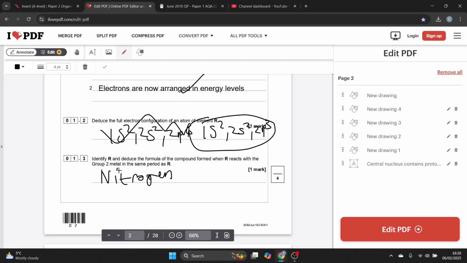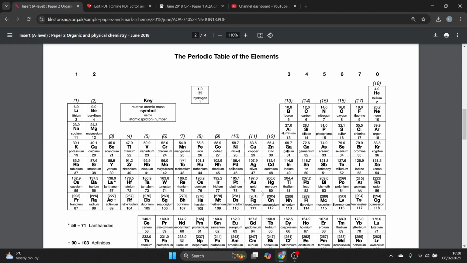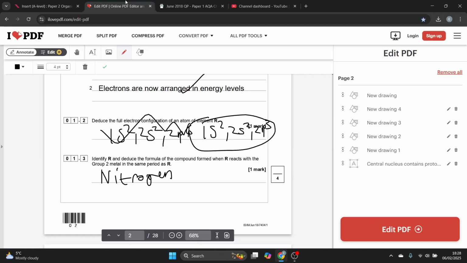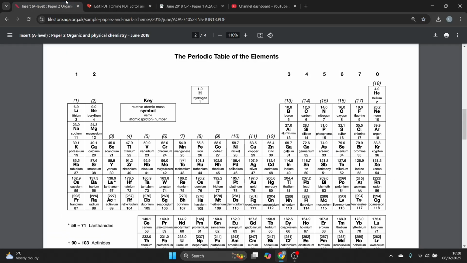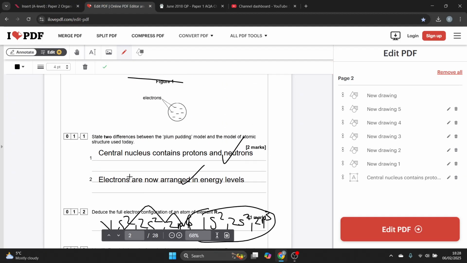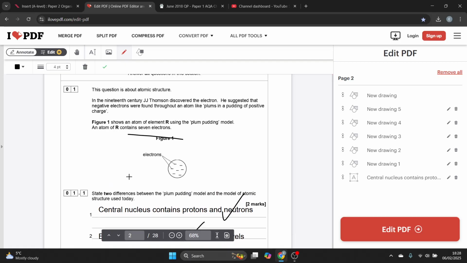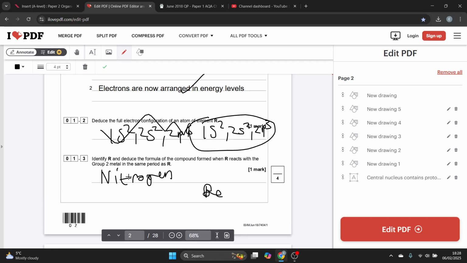Then it says, deduce the formula of the compound formed when R reacts with a group 2 metal in the same period as R. I look at R, nitrogen, same period, group 2 metal. Let's go to group 2, same period, so it's got to be beryllium, right? When that reacts with beryllium, Be, well, I know nitrogen, so it's going to be nitrogen and beryllium.